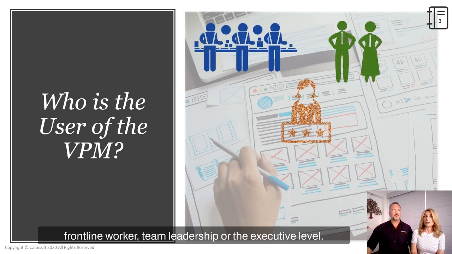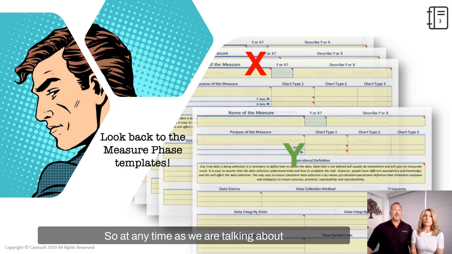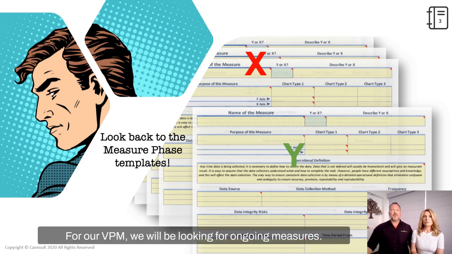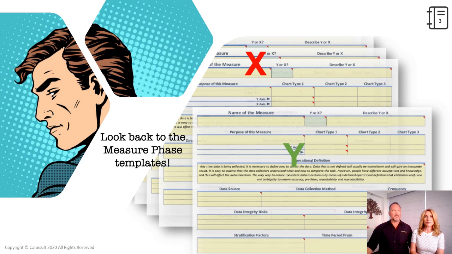So at any time that we are talking about collecting data, a data collection plan must be created, and this goes for our ongoing measures as well. In the measure and analyze phase of an improvement project, we might collect measures to analyze, but we may only collect the data one time only. For our VPM, we will be looking for ongoing measures. So our data collection plan has to be more long-term focused, meaning that the collection, display and analysis of the data has to be manageable as well as meaningful.